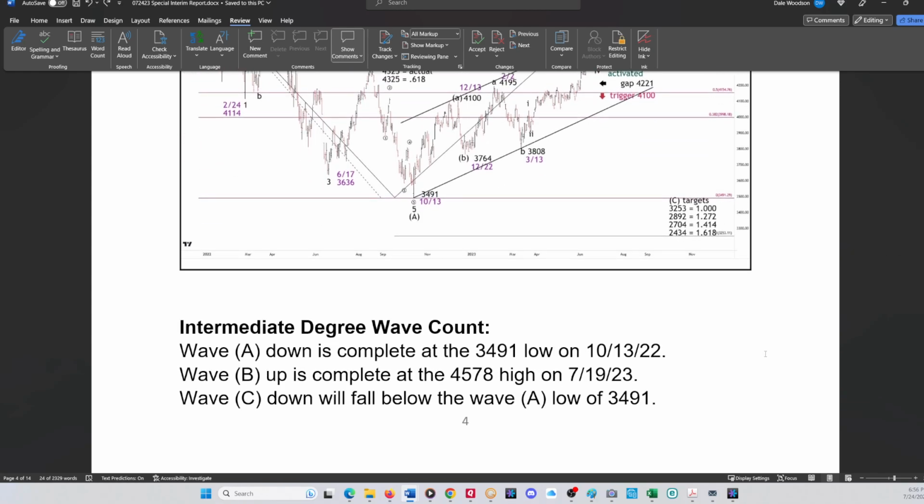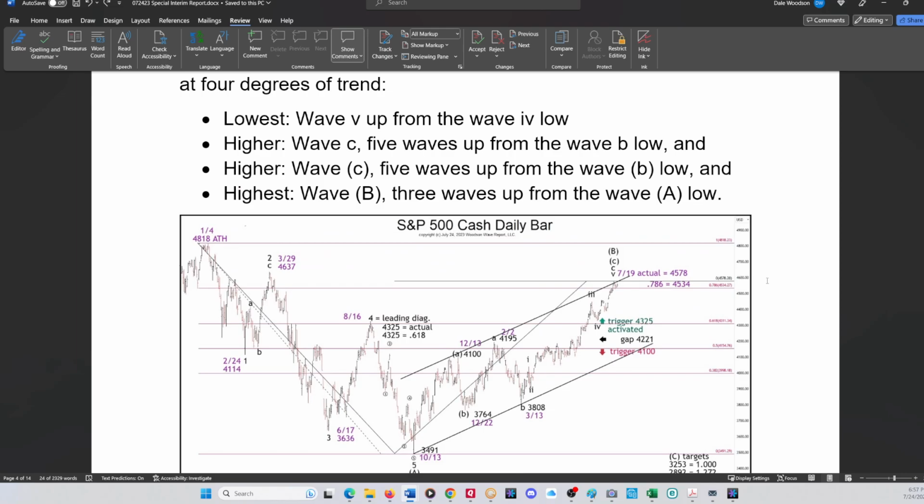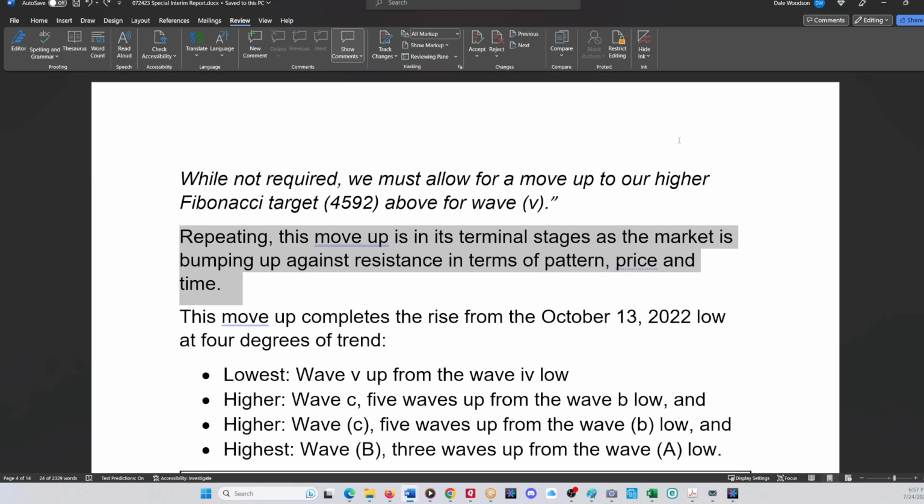And there's the summary of the intermediate degree wave count. A down is complete. B up appears complete. It could go a little bit higher, but it's, like I said, bumping its head against the ceiling. And wave C down should fall below wave A and gain at least a 1-to-1 relationship at 30253, and that is in the cash index.